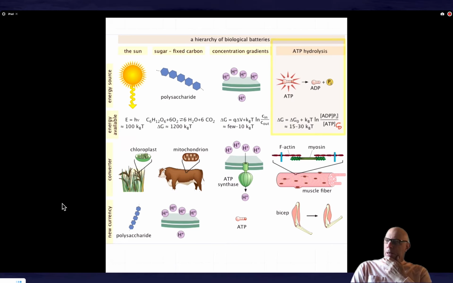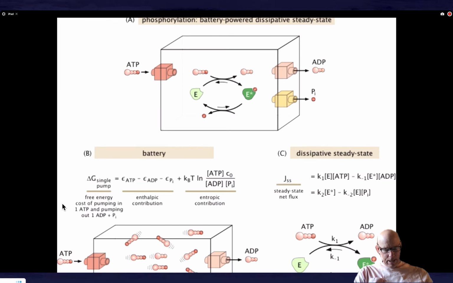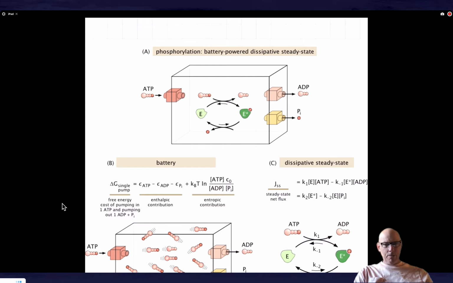So at the moment, what I want to do is shift to a new case study. And the case study is the use of the ATP biological battery. The particular context that we're going to explore this in has to do with phosphorylation. So I'll come back to the battery thing in a second, but let me talk about a particular reaction.